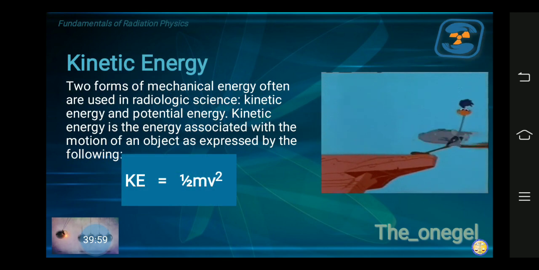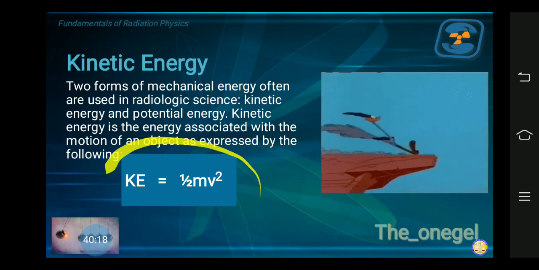Two forms of mechanical energy are often used in radiologic science: kinetic energy and potential energy. Kinetic energy is the energy associated with the motion of an object as expressed by the following formula: KE, kinetic energy, is 1/2 m times velocity squared.